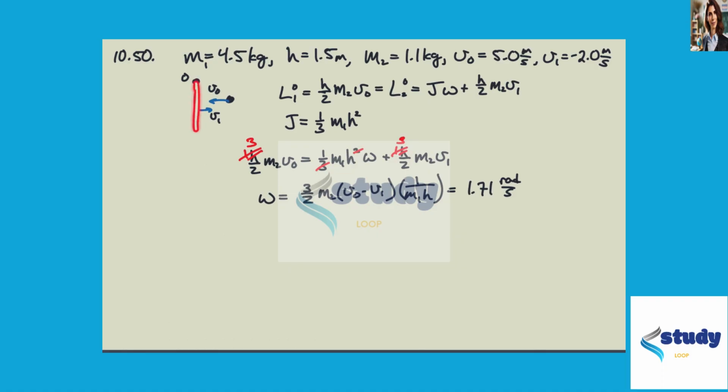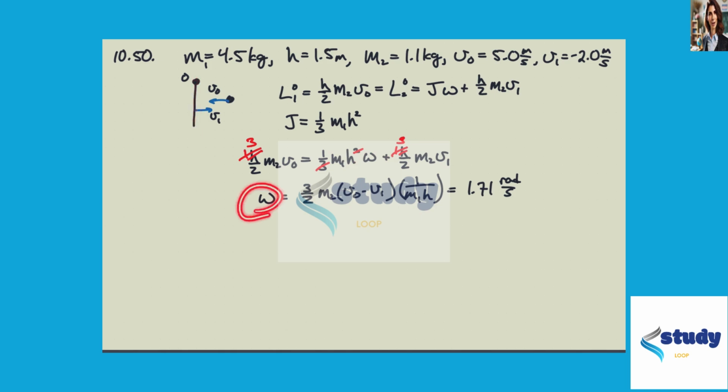The mass moment of inertia of this gate about this axis here is 1/3 m1 h squared. So we can substitute this in. So we get h over 2 m2 v naught equals 1/3 m1 h squared omega plus h over 2 m2 v1. Now, we get an h that cancels out everywhere. We can multiply through by 3. And then we can solve for omega, which is what we're looking for.